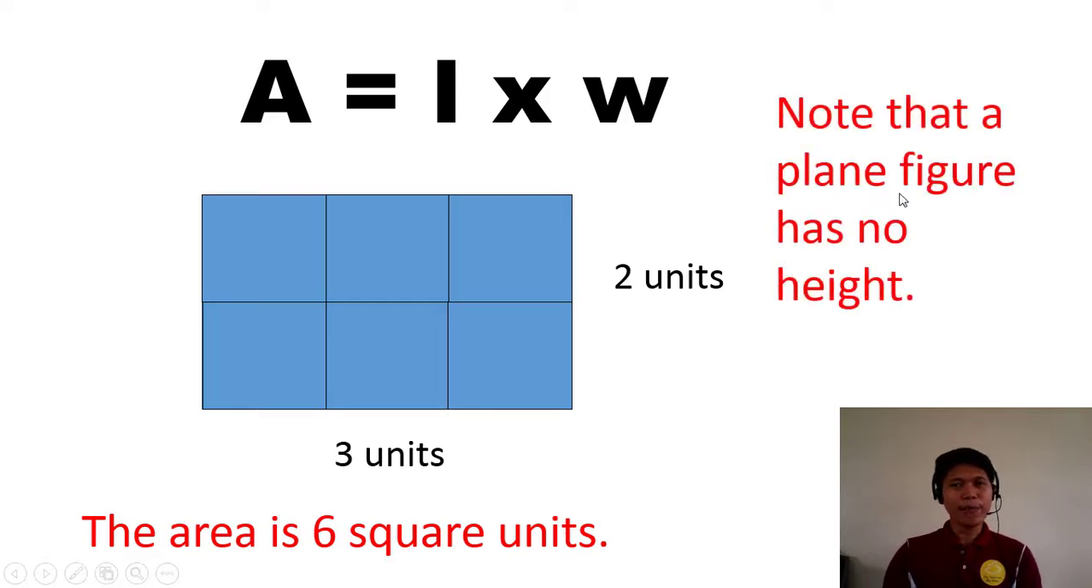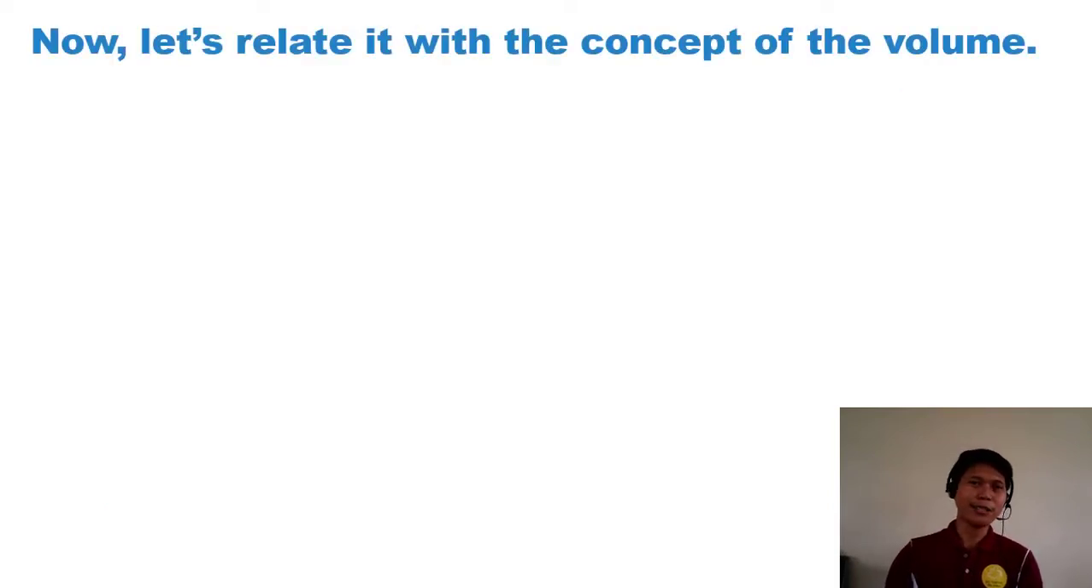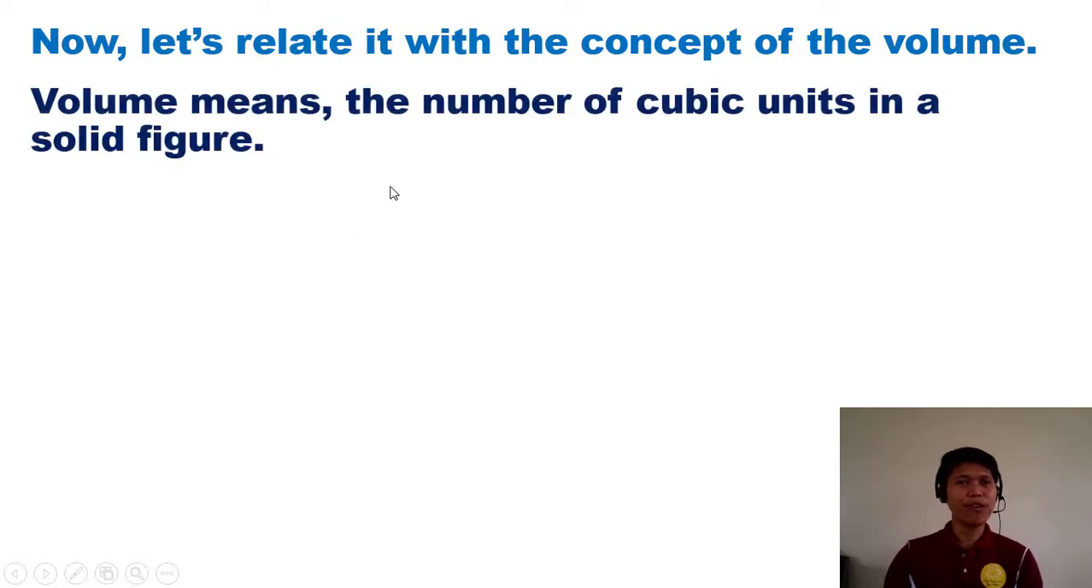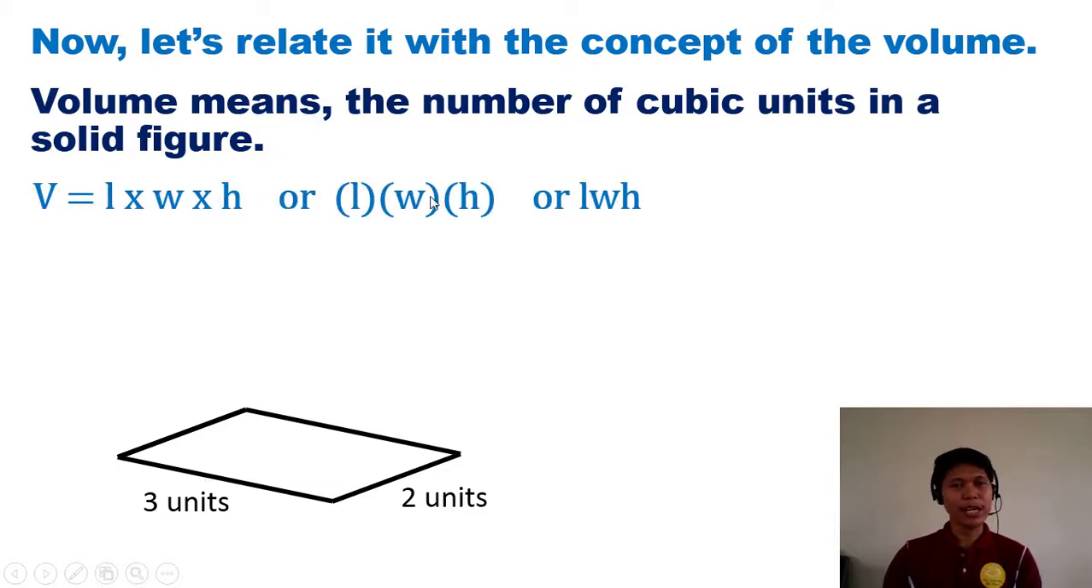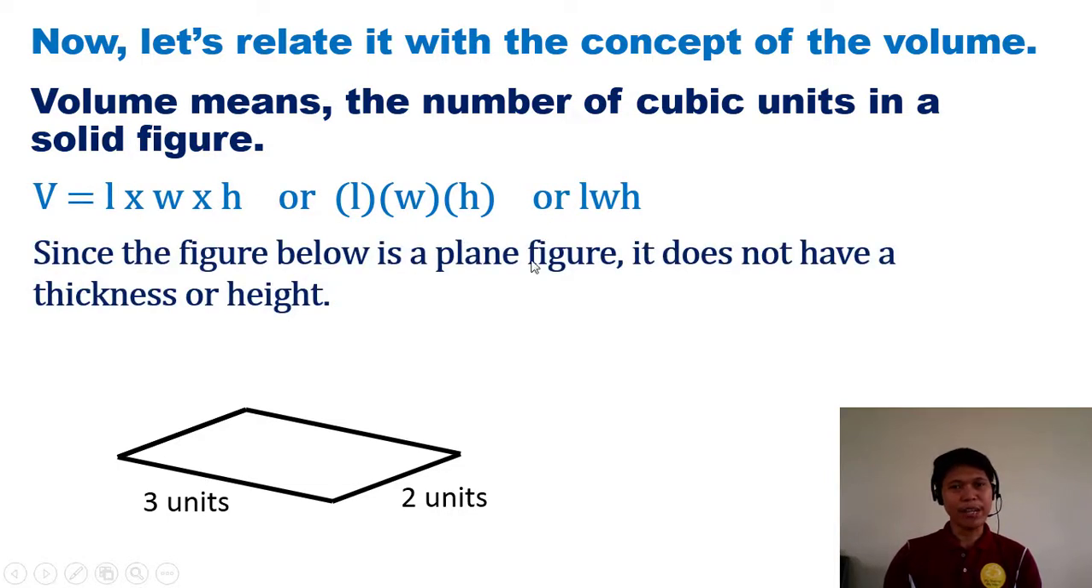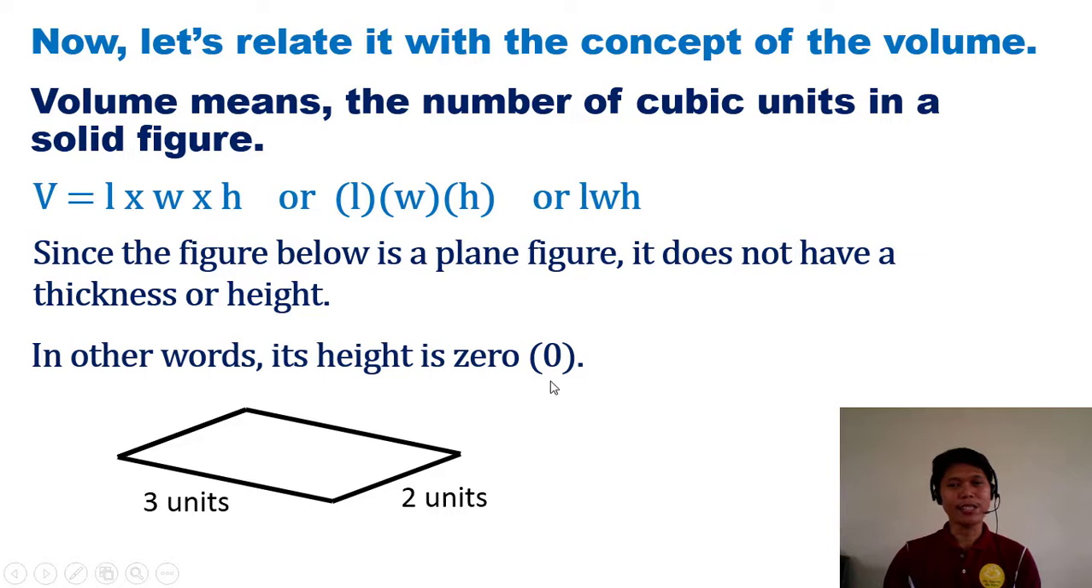Okay, note that the plane figure has no height. It differs from the solid figure, which already has a thickness or a dimension, height. So let's now relate the concept of area with the concept of volume. Volume means the number of cubic units in a solid figure. Taking that example, we have 3 units and 2 units. Volume is equal to length times width times height. Since the figure is a plane figure, it does not have a thickness or height. So in other words, its height is 0.